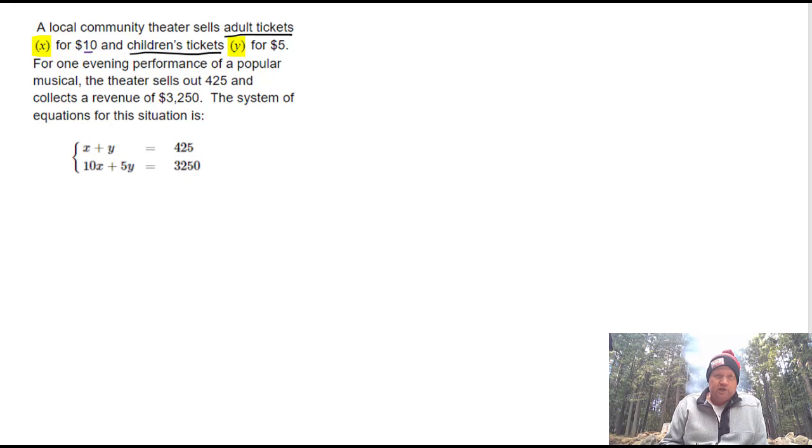They tell us what each one costs, $10 and $5. And they also tell us that the theater sells 425 tickets, and that's what this first equation is showing. This first equation says I sold some adult tickets and some child's tickets, and altogether I sold 425 tickets. That's the structure of the first equation. The second one has to do with how much money they raised, $3,250, and they get that by charging $10 for an adult ticket and $5 for a child's ticket.